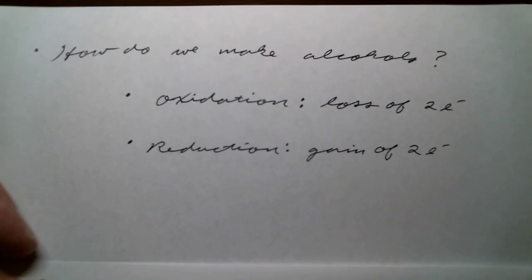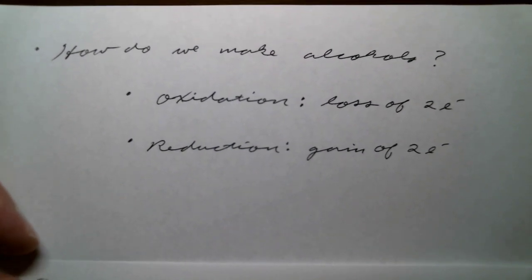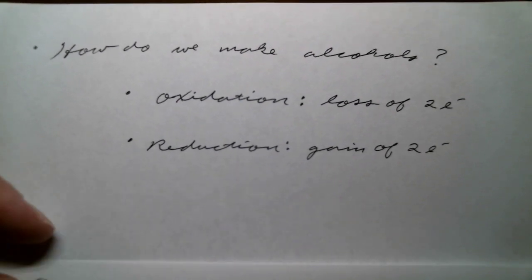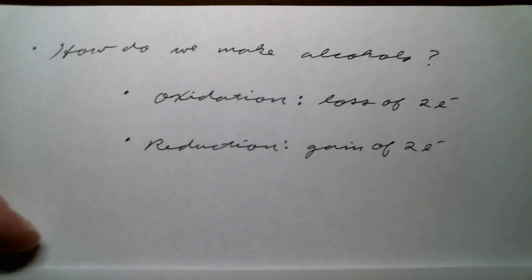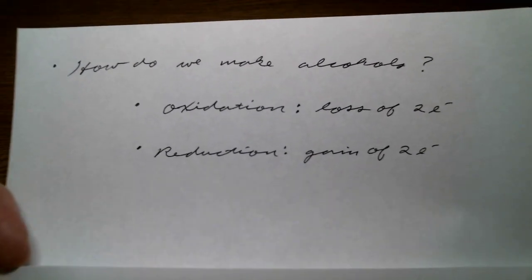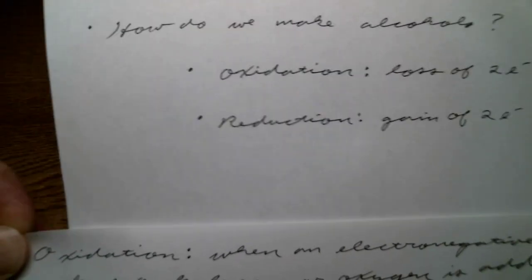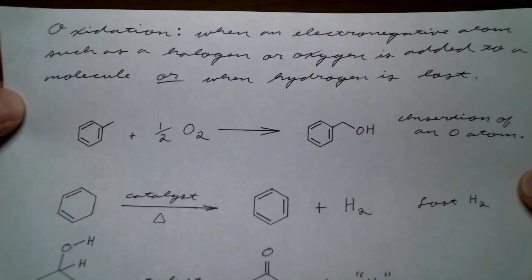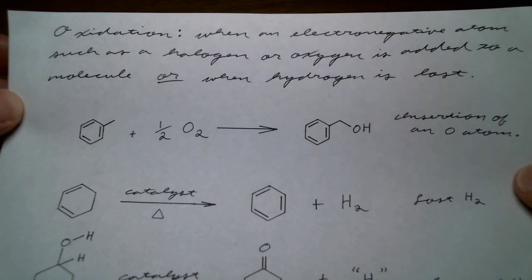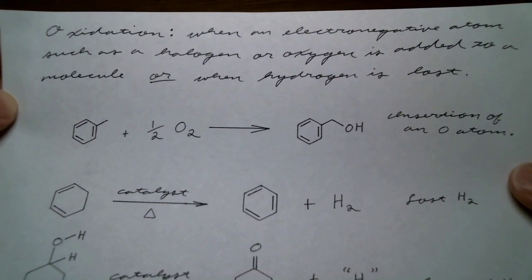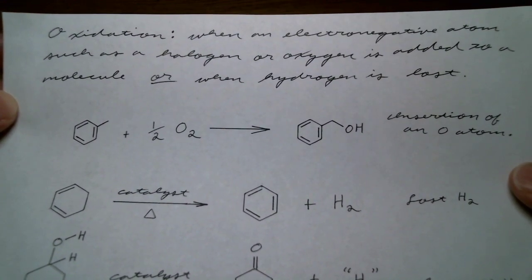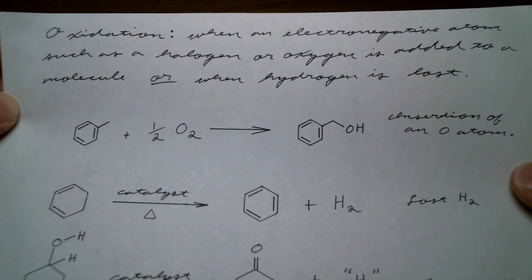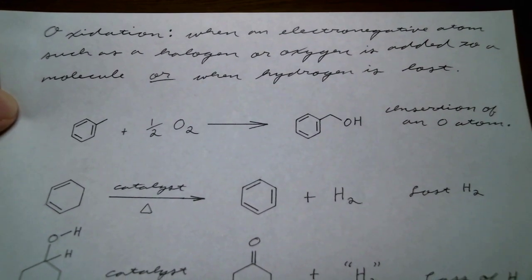So what is oxidation? It's loss of 2 electrons. Reduction could be described as gain of 2 electrons. We can also describe these processes a little different way. So we'll go ahead and do that. Oxidation is when an electronegative atom, such as a halogen or an oxygen atom, is added to a molecule, or alternatively, when hydrogen is lost.